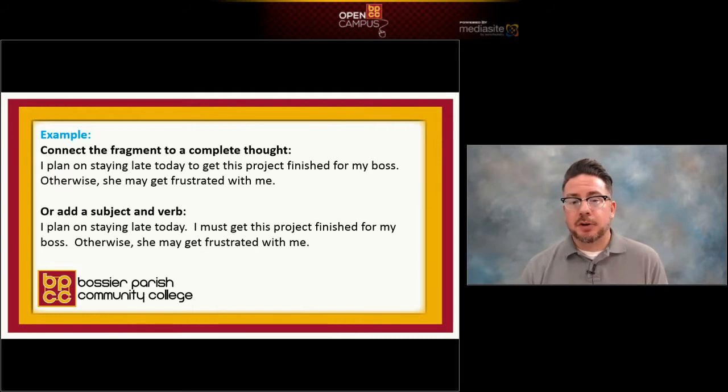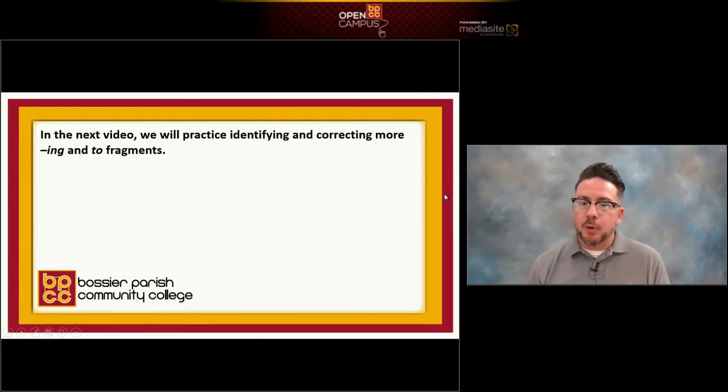So let's look at how we could correct this. One way is to connect that fragment to a complete thought. I plan on staying late today to get this project finished for my boss. Now that they're connected, we've eliminated the fragment. Or, just like before, we can add in a subject and a verb. I plan on staying late today. I must get this project finished for my boss. So now, by adding a subject and a verb, we've corrected that fragment. So in the next video, we'll practice identifying and correcting even more ing and to fragments.